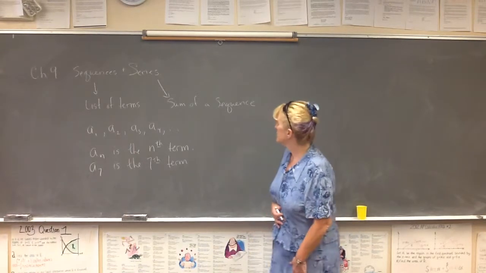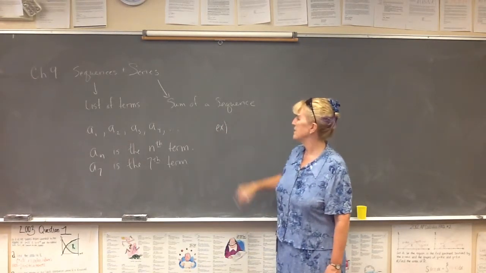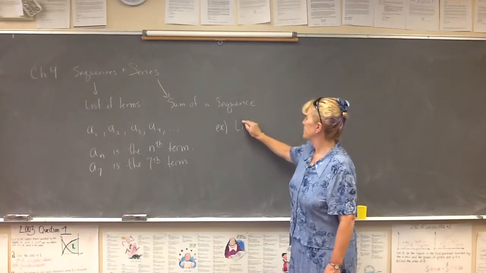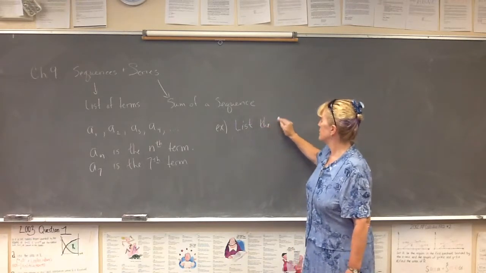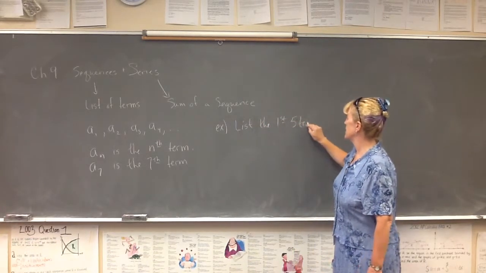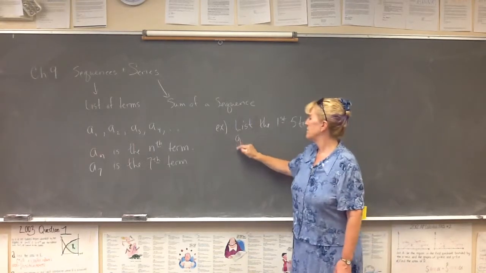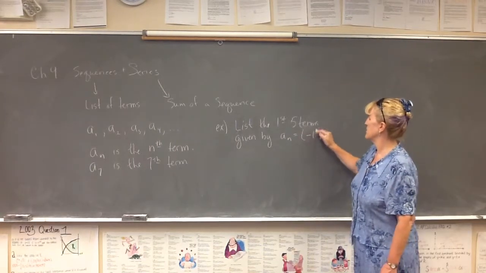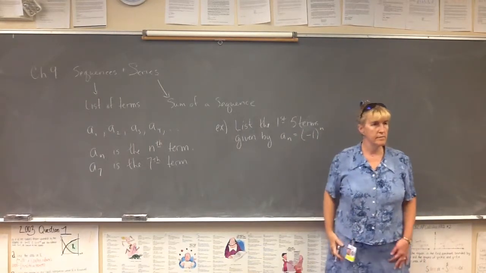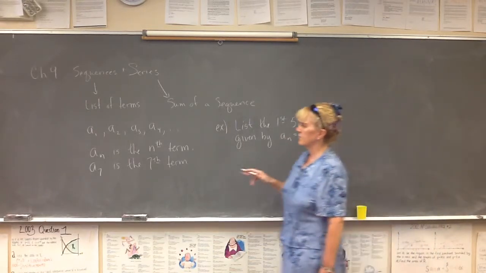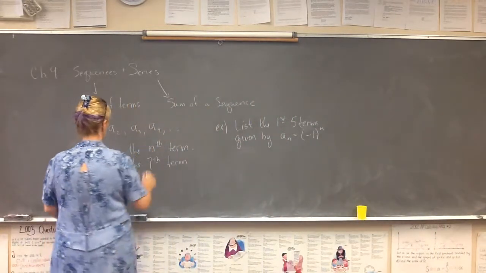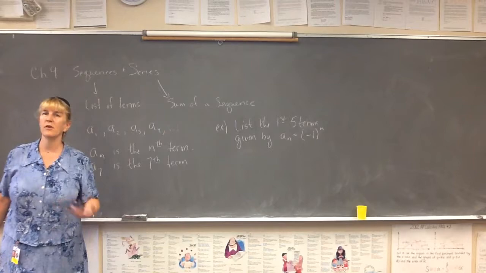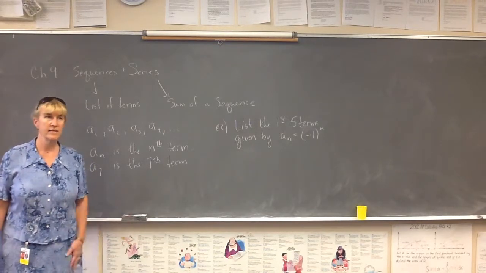Let's start with some examples, and I'm going to give you two examples first. List the first 5 terms given by a sub n equals negative 1 to the n. So a sub n is going to represent each one of these terms. When I put a 1 in, it'll be the first term. When I put a 2 in, it'll be the second term, and so on. I put a 10 in, it'll be the 10th term.